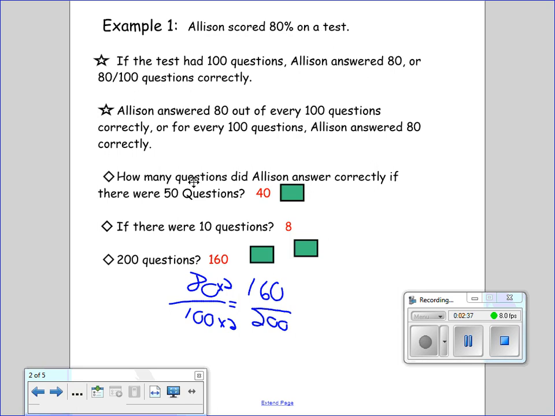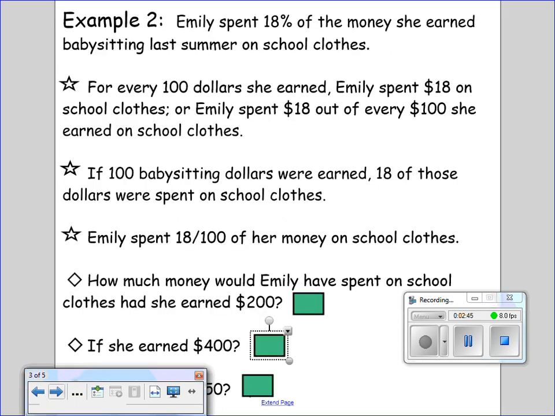When you're saying 80%, 80% would also mean 80 over 100. So right here, we're not working with 80% yet, okay? Let's look at this one. Emily spent 18% of the money she earned babysitting last summer on school clothes. So for every $100 she earned, Emily spent $18 on school clothes. If 100 babysitting dollars were earned, 18 of those dollars were spent on school clothes. Emily spent 18 over 100 of her money on school clothes.